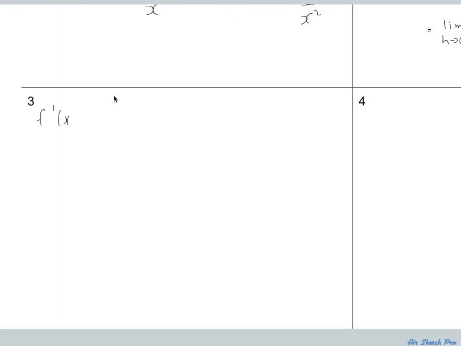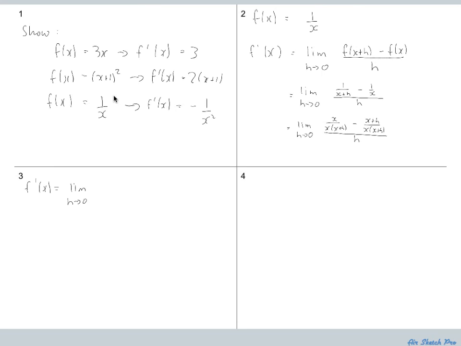So f dash of x is equal to the limit as h approaches 0, so that we can see it all at once now. So I've got x minus x plus h. Now I'm just going to take this slowly because I don't want there to be any confusion here. If I subtract those numerators, it looks like this: x minus x plus h all over x times x plus h all over h. It's a fraction over a number. It's all good for the time being.